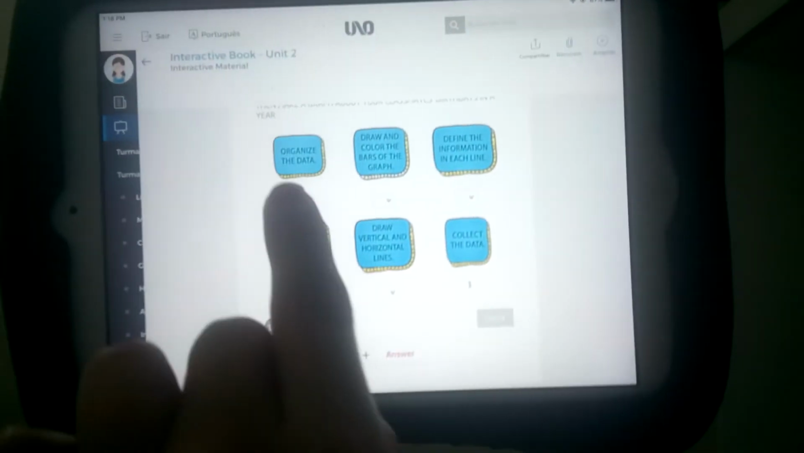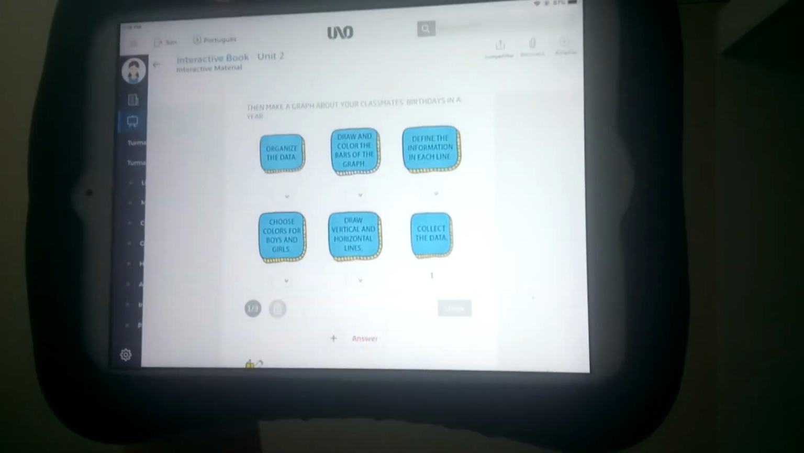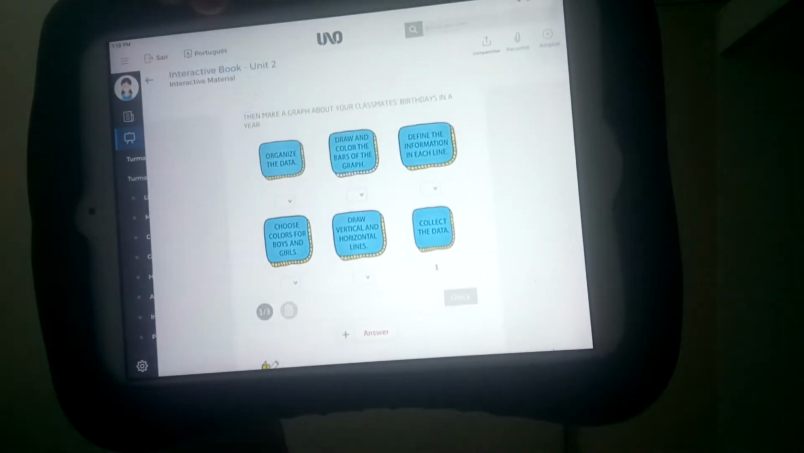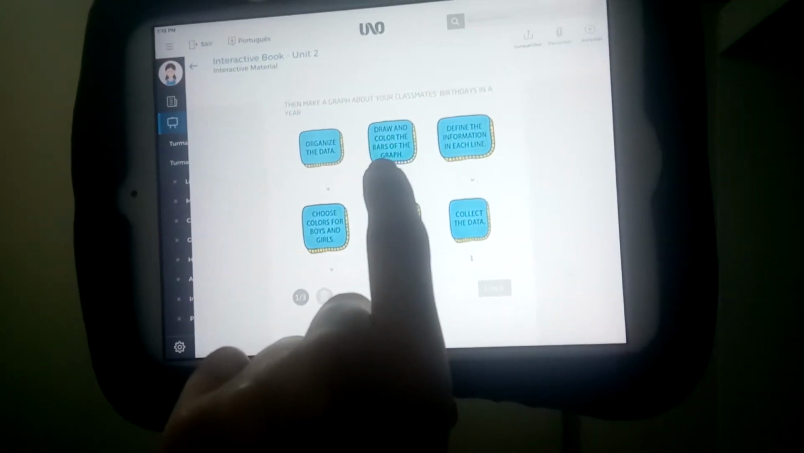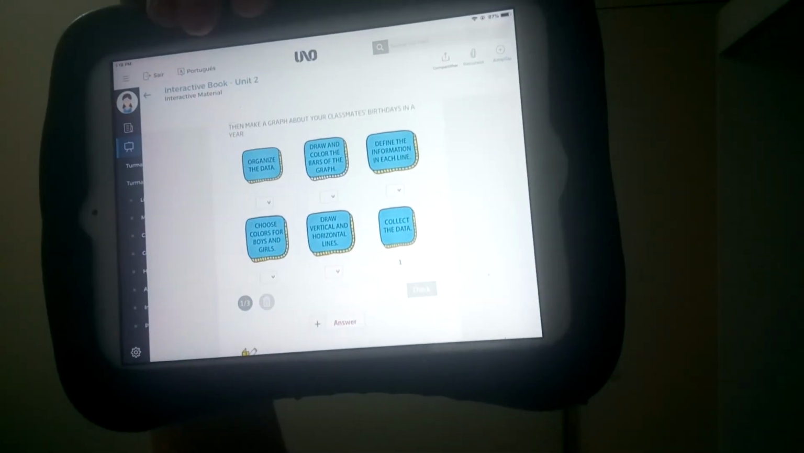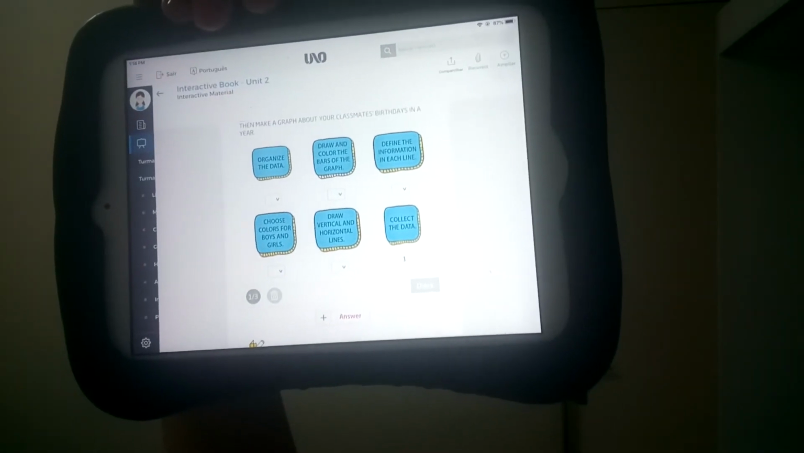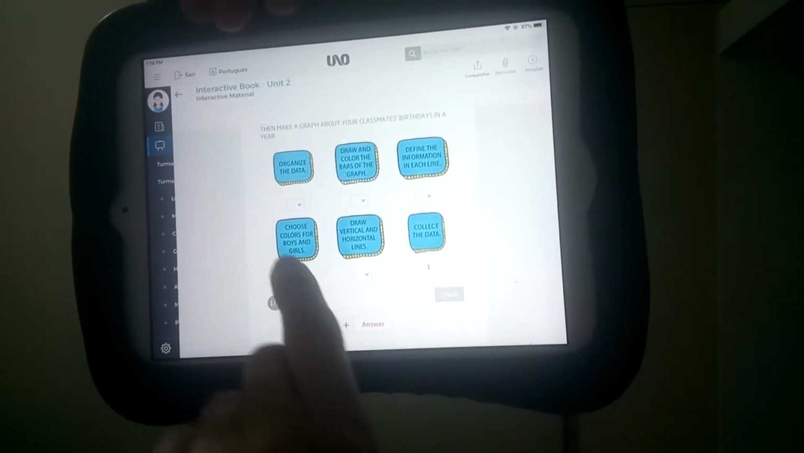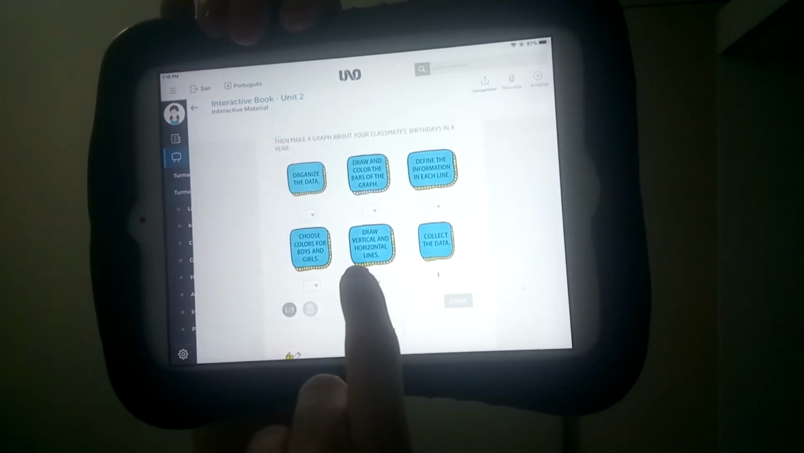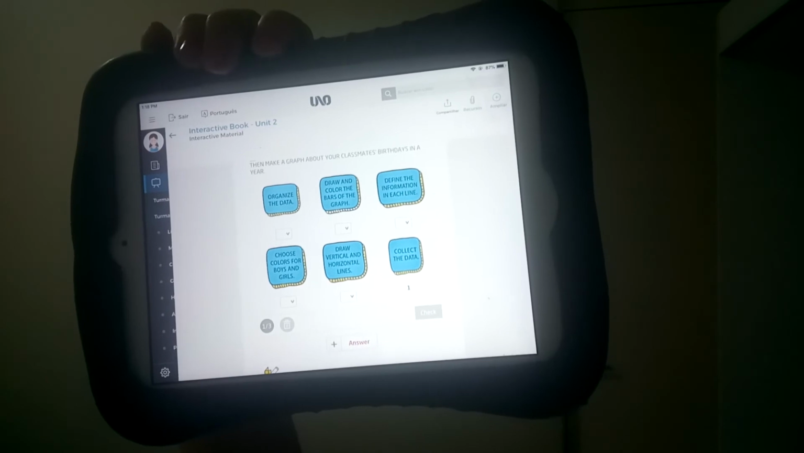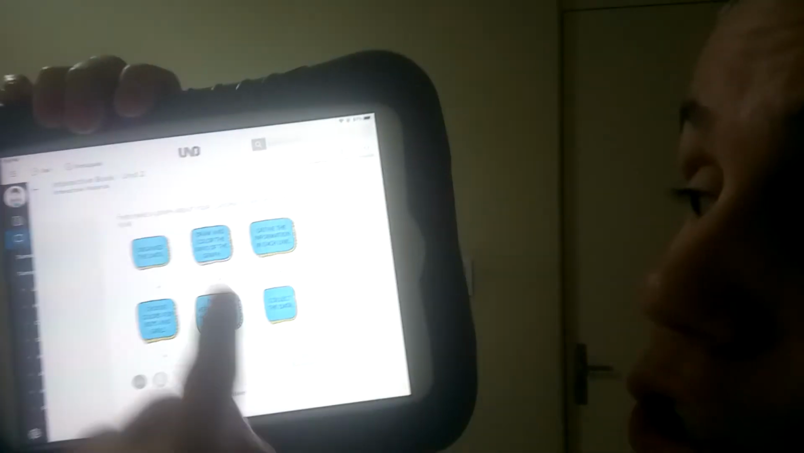Okay? So what are the steps to make a graph? And then you have here in the book. And then you have to put in order. Yes? Number 1, collect the data. Organize the data. Draw and color the bars of the graph. Define the information in each line. Choose colors for boys and girls. Draw vertical and horizontal lines. And collect data, that's the first. So we need to put this in order. So let's go.